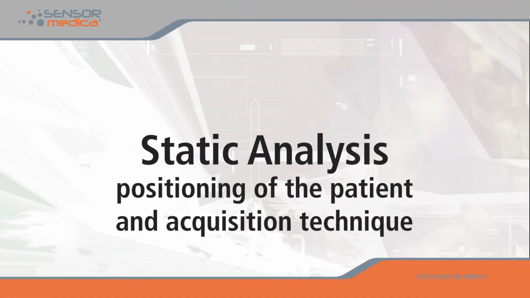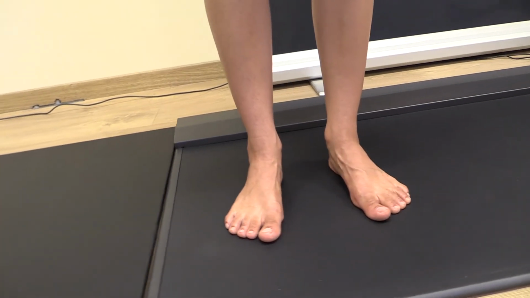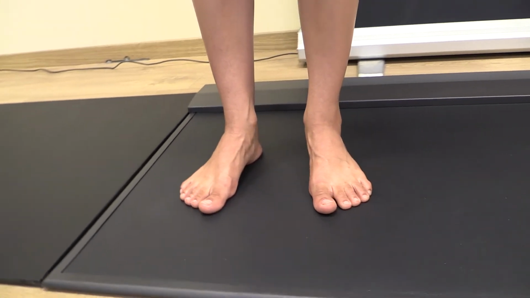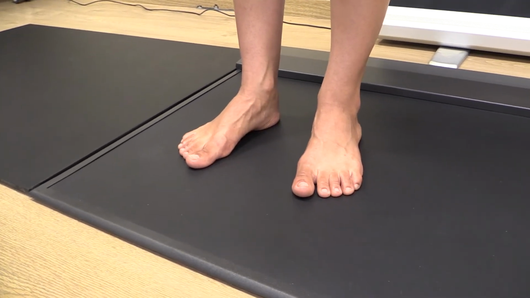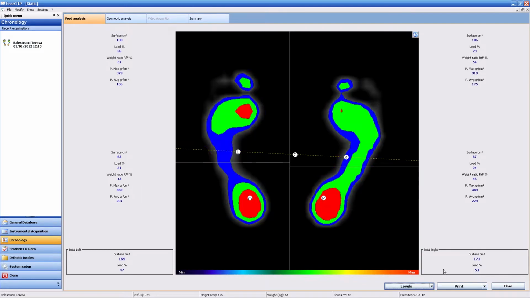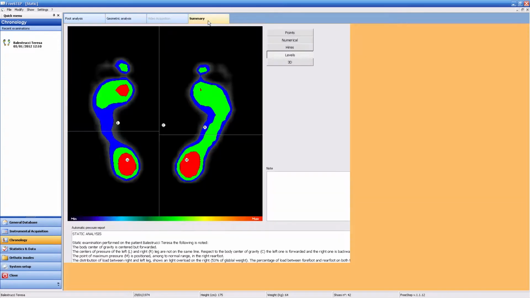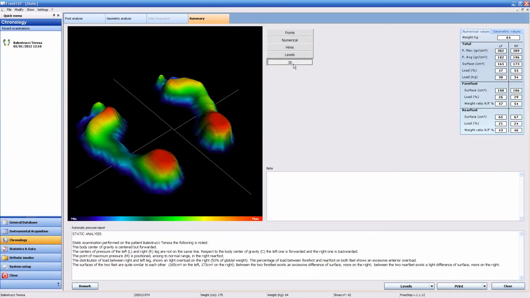Baropodometry: positioning of the patient and acquisition technique. Static baropodometry is an exam by which we measure the ground pressure of the supporting foot while standing. The exam may be carried out either with shoes, in order to test the effects of the footwear or of the orthotic insole in it on the foot alignment, and without shoes, in order to test the real ground pressure of the bare foot.